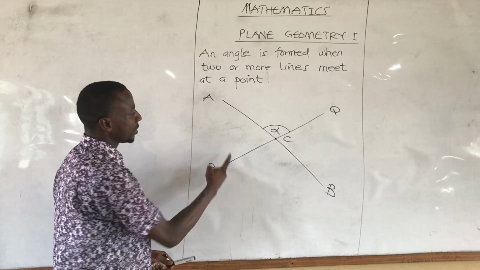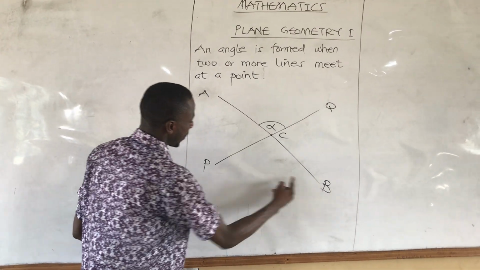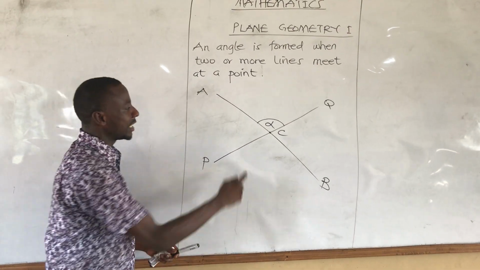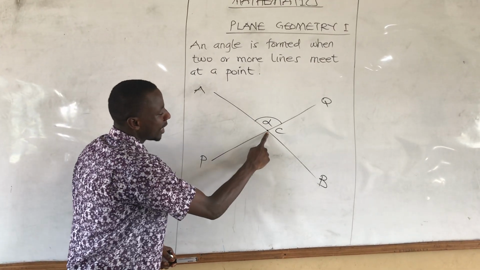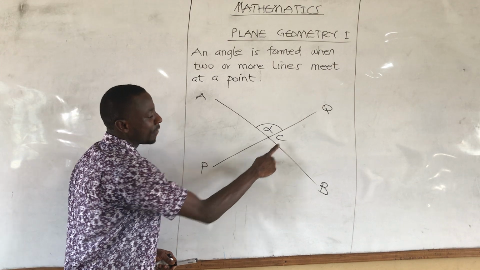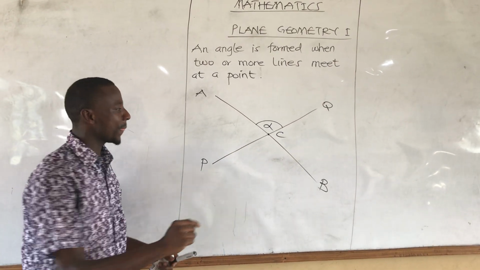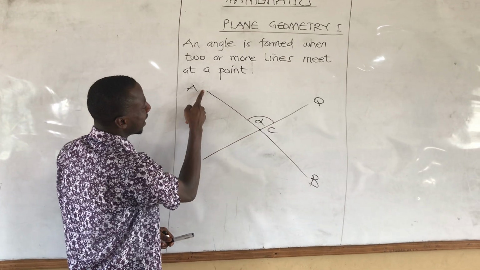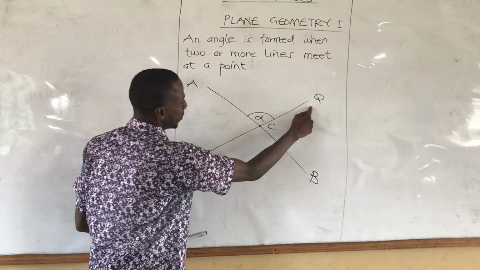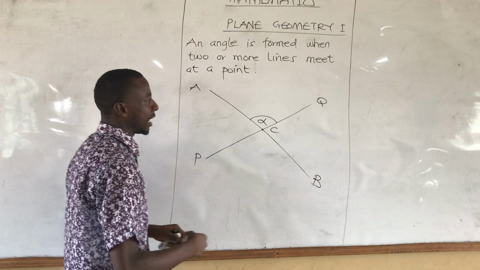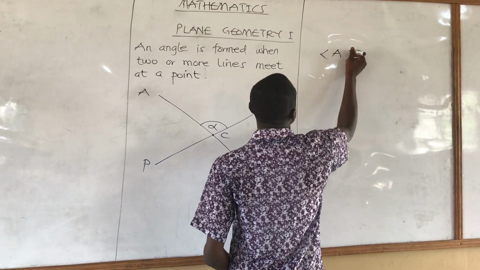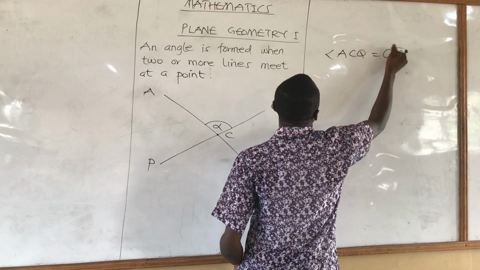So now let's assume that we have line AB, and we have another line PQ. Now we can all see that these two lines are meeting at this point, and I've named it point C. Now there's an angle forming in between these two lines. That is line AC and line CQ. So if we want to name this angle, it is going to be angle ACQ, which will be the angle alpha.